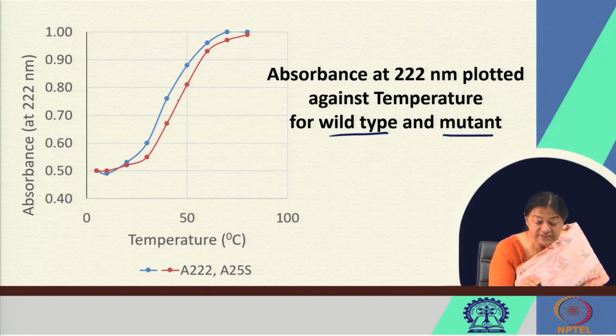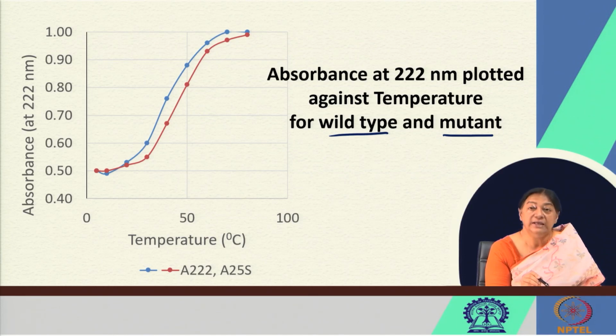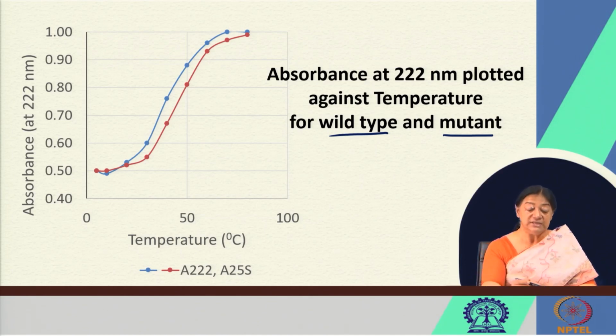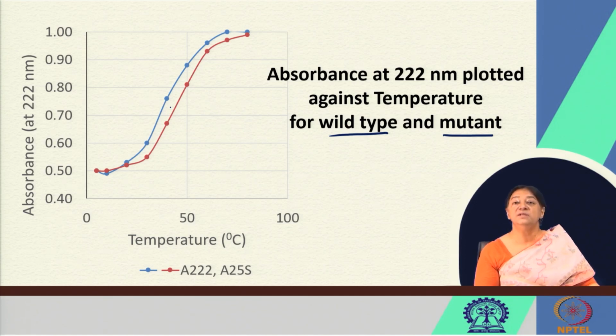We see that there is a shift in the value of the temperature, the absorbance versus temperature curve. What does that mean? It means that the shift towards a higher temperature means that this is more stable. That means it does not melt as easily, and the shift is not much, but it indicates stability. So, this is how we can determine the Tm or the melting temperature.